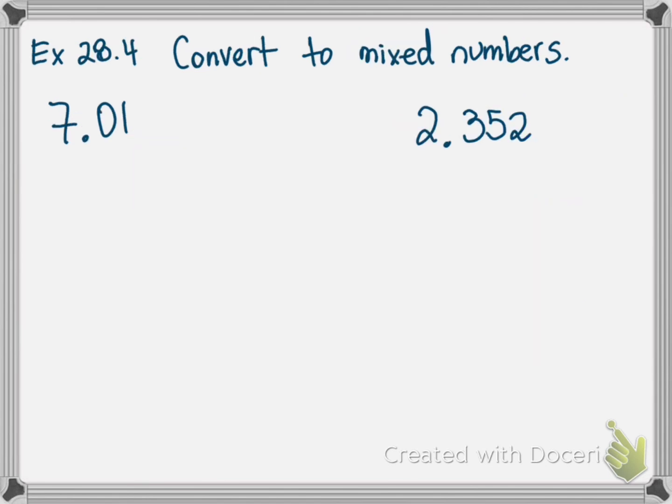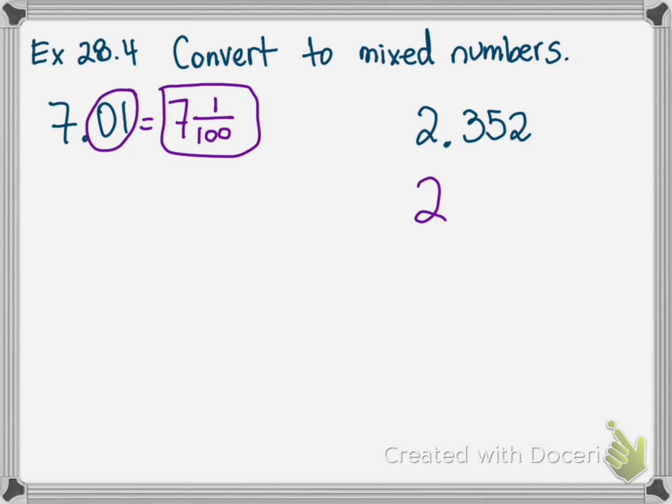The next example, we have to pass now from decimal to mixed number. And again, just like we saw in the previous example, 7 is going to be our whole part. And now we have to see what this decimal represents as a fraction. Now, if we read that, that is hundredths. So that would be 1/100. And that's the answer. In this case, we're going to do the same. 2 is going to be our whole number. And then 352 over 1,000, because that is 352 thousandths.